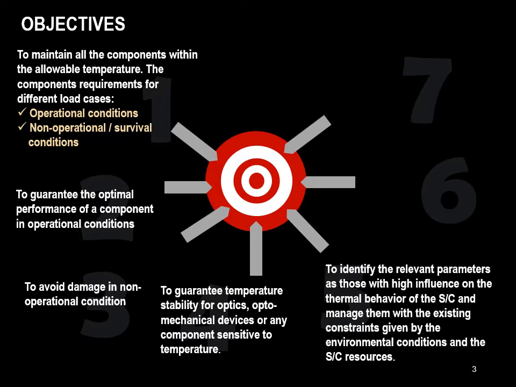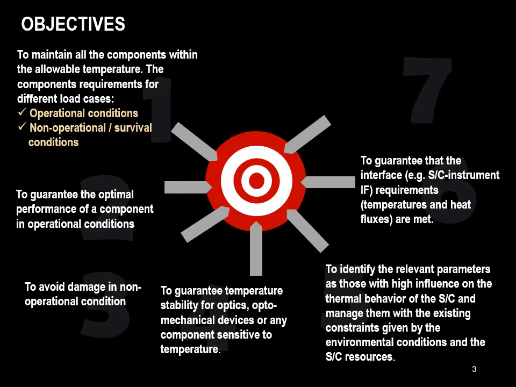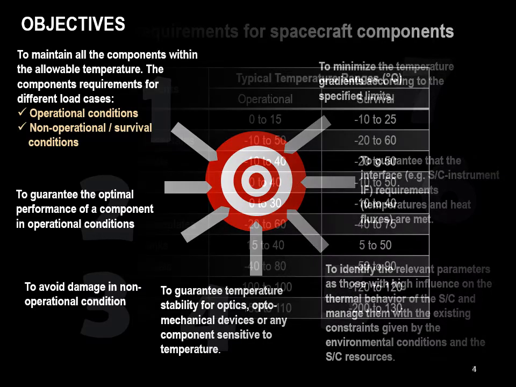Number 5, to identify the relevant parameter and those with high influence on the thermal behavior of the spacecraft and manage them with the existing constraint given by the environmental condition and the spacecraft resources. Number 6, to guarantee the interface. As an example, the spacecraft instrument requirement, temperature, and heat flux are met. And number 7, to minimize the temperature gradient according to the specific limits.